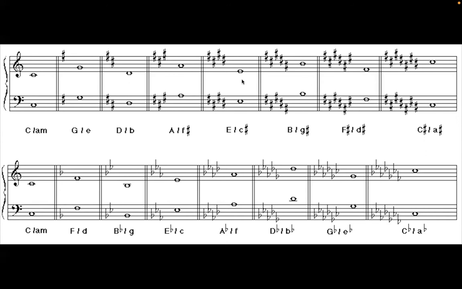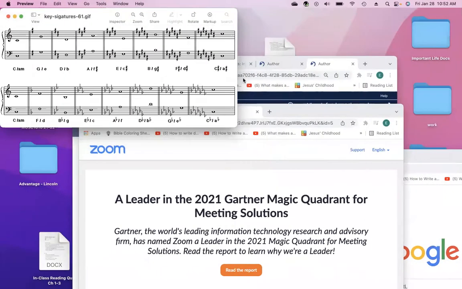So there's all the keys and all the key signatures. Let's move on to form.